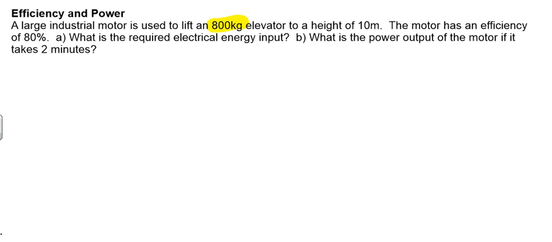So we've got an 800 kilogram elevator. We know that's the mass of it. We've got a height of 10 meters, and we have an efficiency of 80%. And we're looking for the electrical input, the energy input.